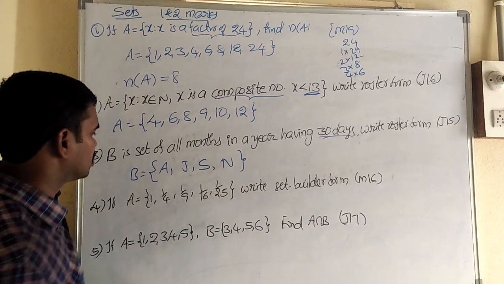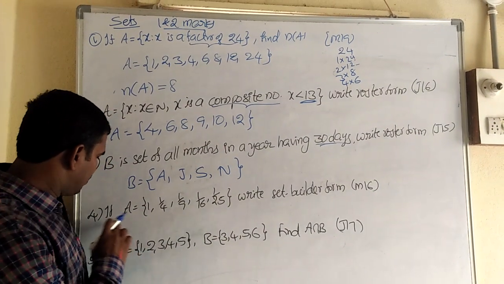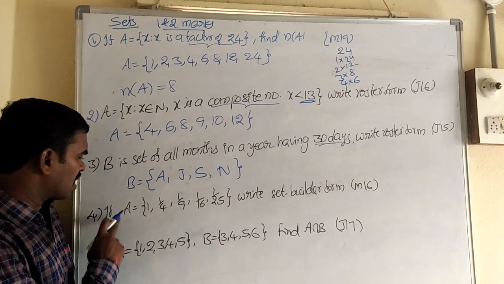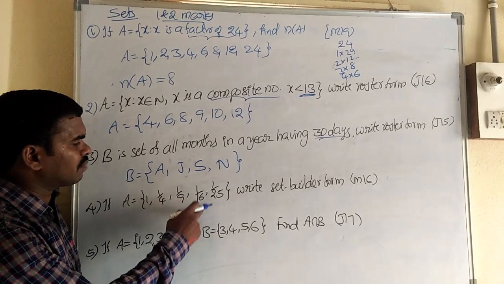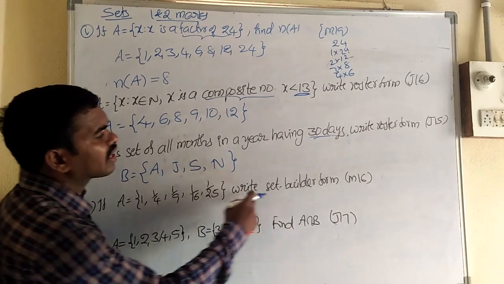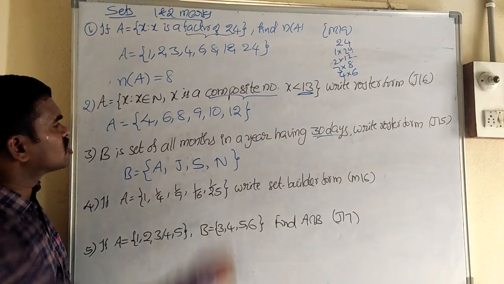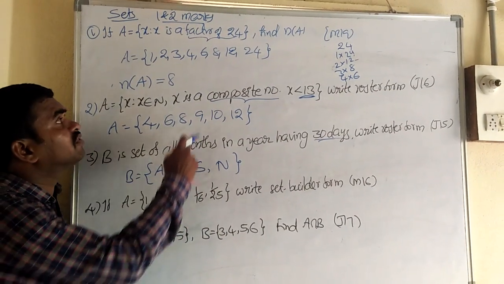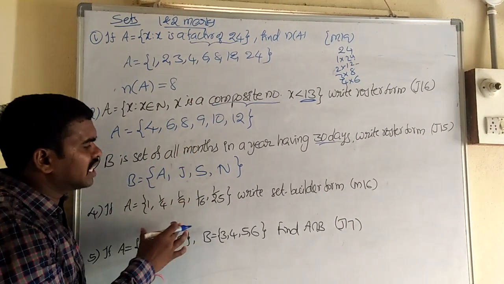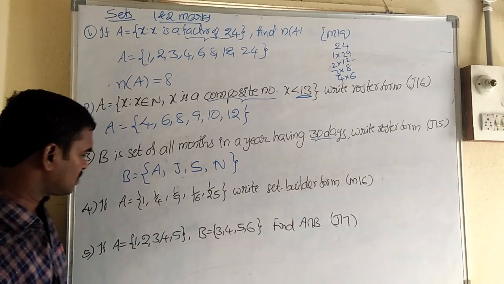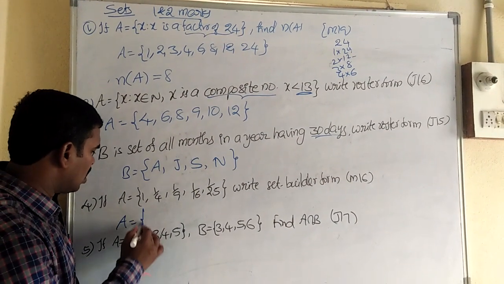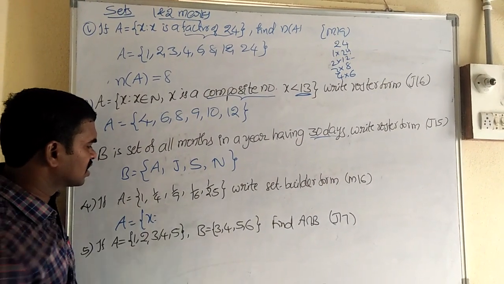Next, if you see the fourth question, if capital A equals the set of 1, 1 by 4, 1 by 9, 1 by 16, 1 by 25, write the set builder form. So up to here, set builder form was given and we had to write roster form. But here, roster form is given, asking for set builder form. So, A equals x such that.